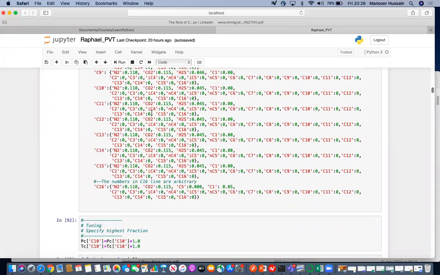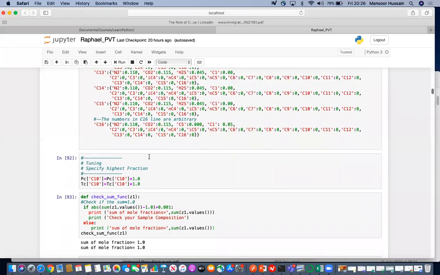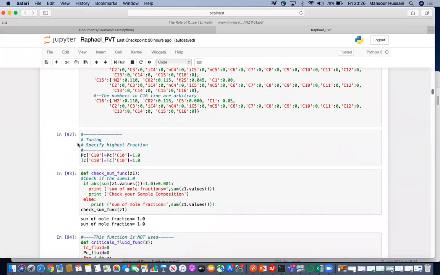Well, if you've downloaded it from GitHub, you might not see this box, because this I'm currently working on. So I'm saying that this is my highest component, C10. If I want to play with its critical pressure or critical temperature, I will just modify these. And I can keep playing with them until I get a match to, let's say, bubble point pressure. So this is one way that you can do the tuning.